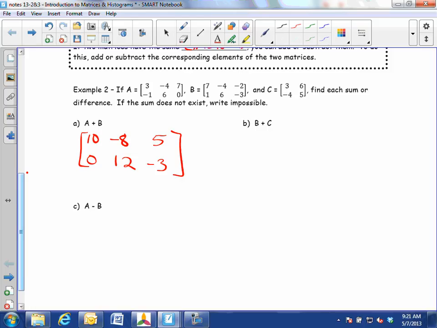All right, now they're asking us to add B and C. Impossible. Why?